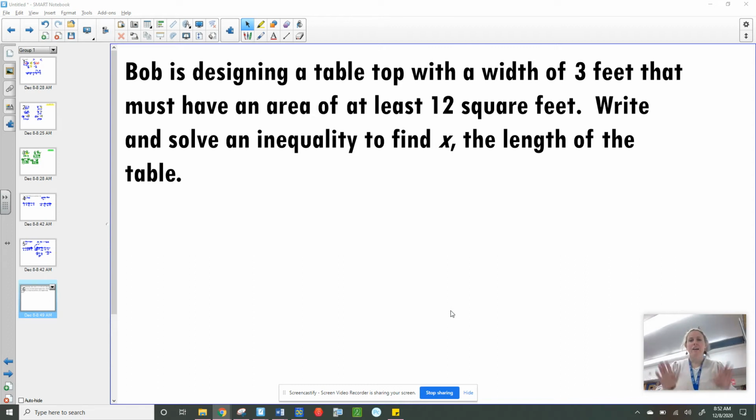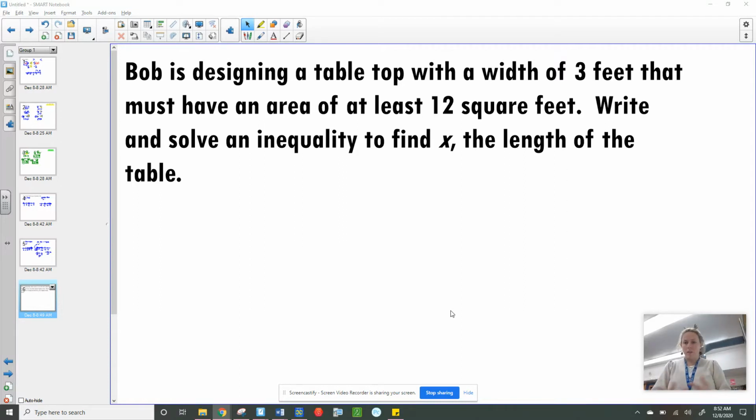And finally, a word problem task style example. So Bob is designing a tabletop with a width of 3 feet that must have an area of at least 12 square feet. Write and solve an inequality to find x, the length of the table.